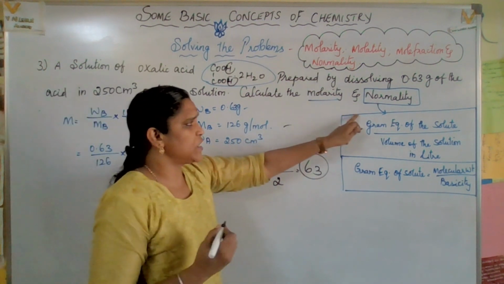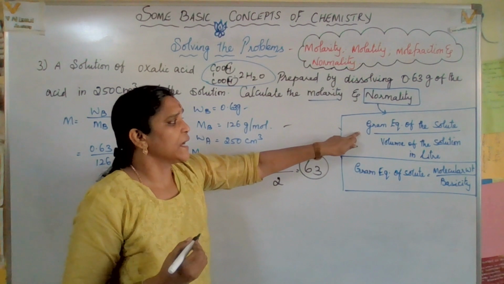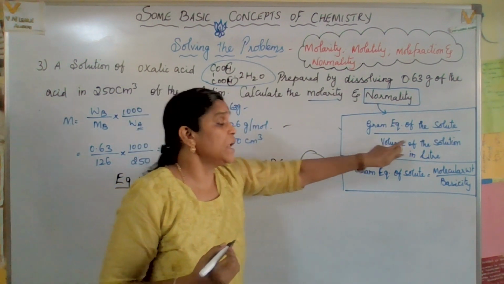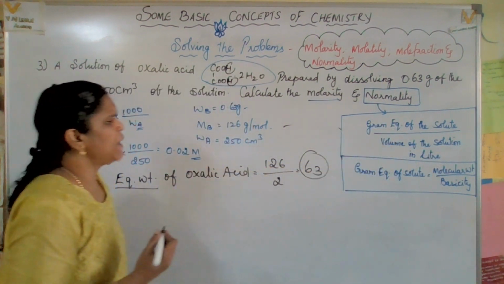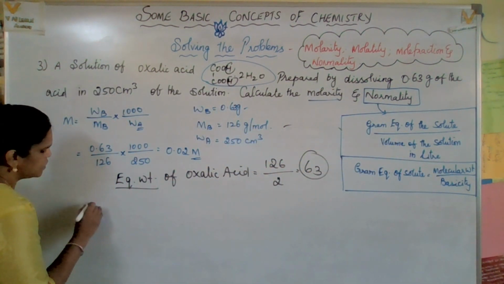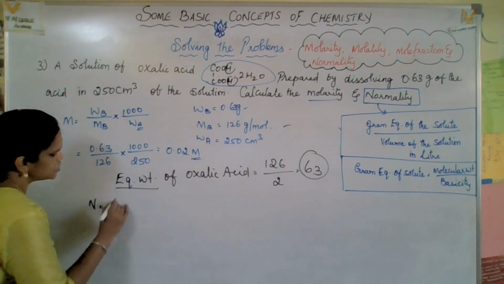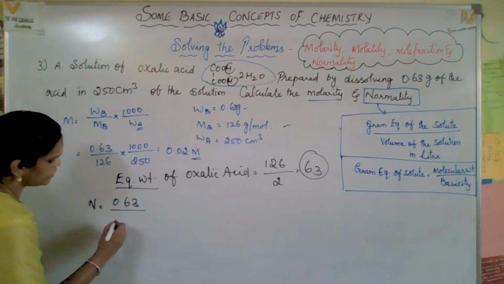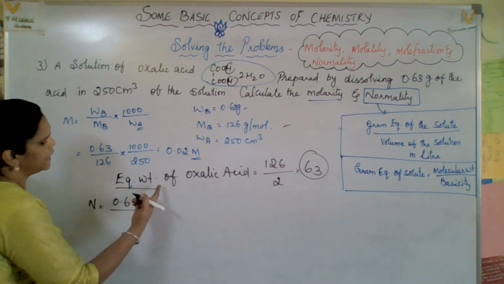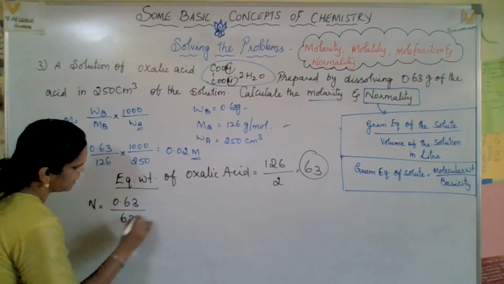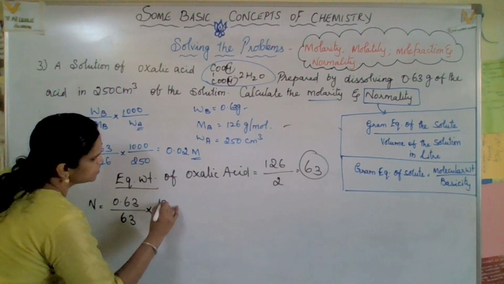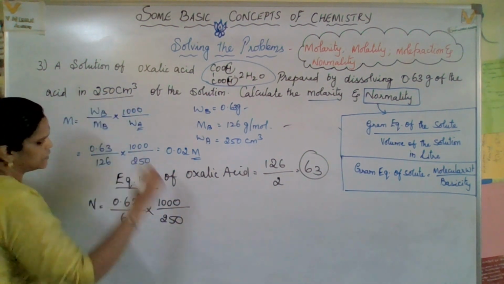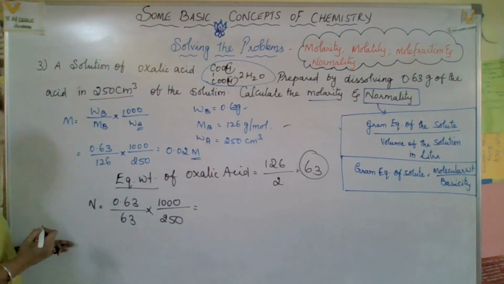Now come to this point. Normality: what is the formula? Normality equals gram equivalent of the solute divided by volume of solution in liter. So normality N equals 0.63, the given mass, divided by the gram equivalent weight of oxalic acid, 63, into 1000, divided by 250, the given volume. Now what is the answer you are getting?